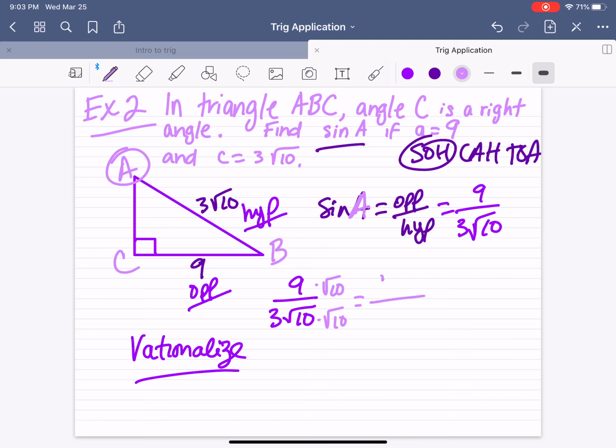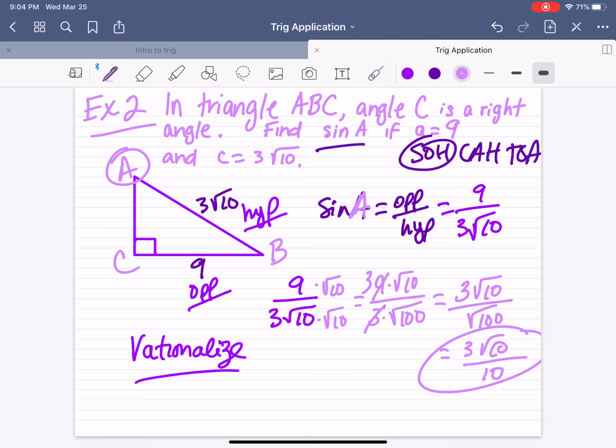So the numerator, you get 9 times root 10. The denominator, you get 3 times the square root of 100. And of course, I did 10 times 10 and I got 100. So let's simplify even further. 9 divided by 3 is 3. Or how I like to do it, 3 goes into 9 3 times. Bring down the root 10. Now bring down the square root of 100. And of course, that's a perfect square, and the square root of 100 is 10.